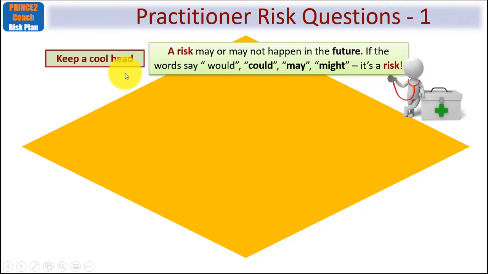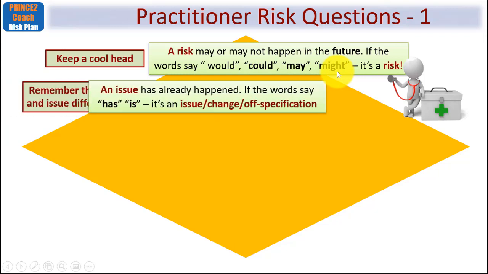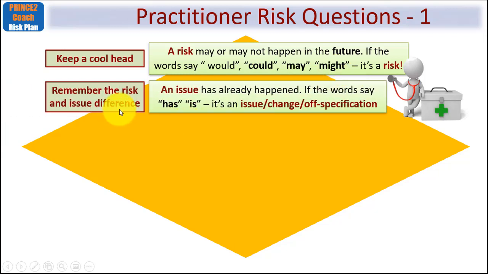Now, you know that the risk may or may not happen in the future. That's its definition. So if the words say something like would or could or may or might, it's a risk. They're talking about something that might happen. Compare and contrast that with an issue. So do remember the risk and issue difference when looking at, frankly, risk and issue questions, but let's keep to risk questions. You know that an issue has already happened, different to a risk. So if the words say has or is, for example, within the question, then it's an issue or a change or an off specification. Got the idea? So just looking out for these will get you easy marks when it comes to risk questions.